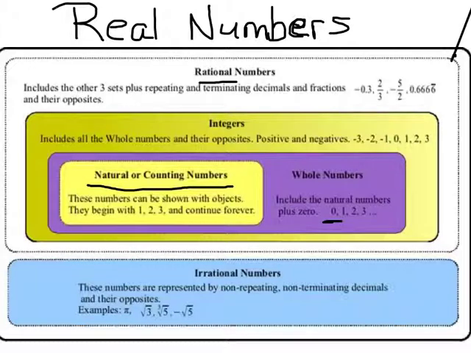On the outside of that set, we have irrational numbers. Now, irrational still falls under the set of real numbers, but these are numbers that would be represented by either pi or the square root sign. Usually it is a square root sign that you're going to consider an irrational.